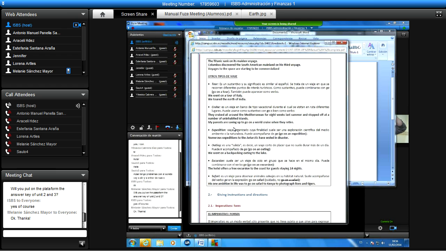No, I mean, it's similar. Outing and excursion are similar in some way, okay? An excursion, for example: the hotel offers a free excursion to the coast for guests staying for the nights. So outing is more general, como una salida a donde sea. Outing es algo de ahí.